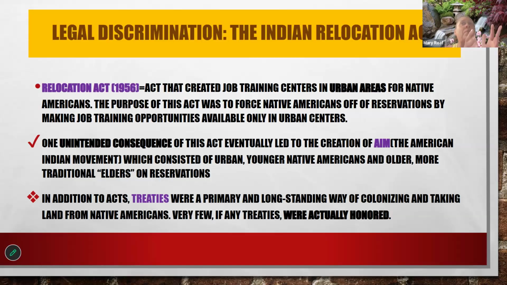So it's really important to note that an unintended consequence is that now we get the foundation laid for the American Indian Movement, or the Red Power movement. We also have to understand that in addition to these laws, the treaties themselves, which were supposed to be agreements between the US government and sovereign nations, were actually a primary and longstanding way of colonizing and taking land from Native Americans, because all of them were broken.